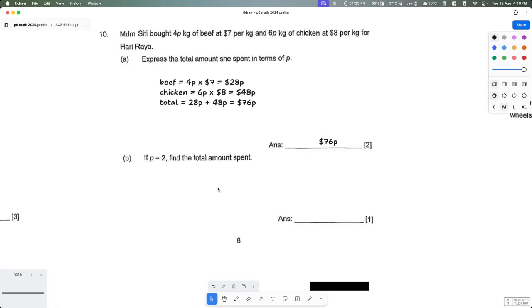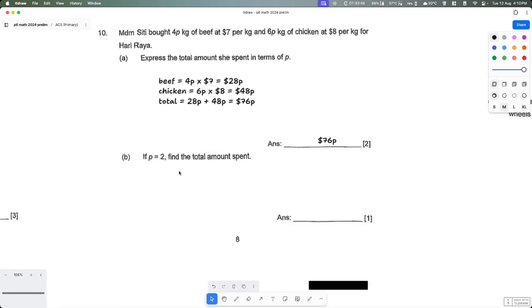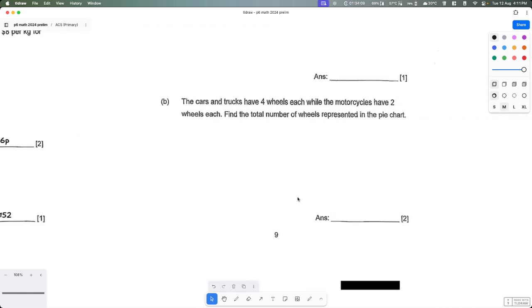Let's move on to part B. If p is 2, find the total amount. So the total amount spent is equal to 76 multiplied by 2. This will give $152 over here. Okay, there you go. So that's the answer to this, $152. Let's move on to the next question.